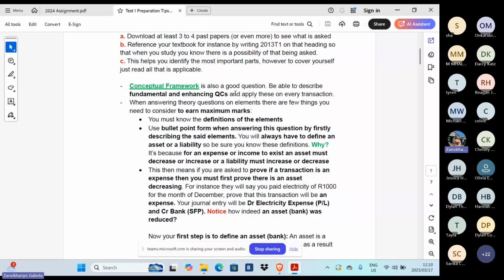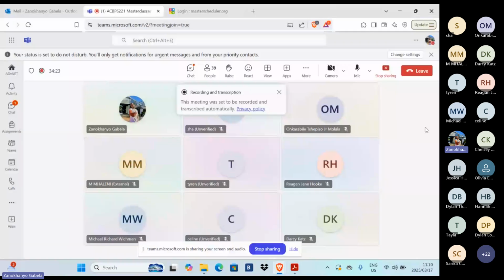So I'm just going to come back to my screen. I just want to see if there are any questions so far. Okay, I don't see any questions. Okay, so I'm going to continue with the rest of the tips.